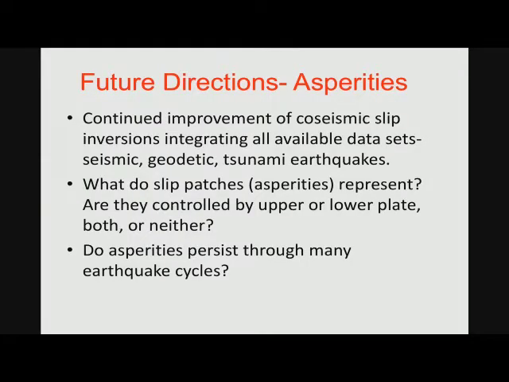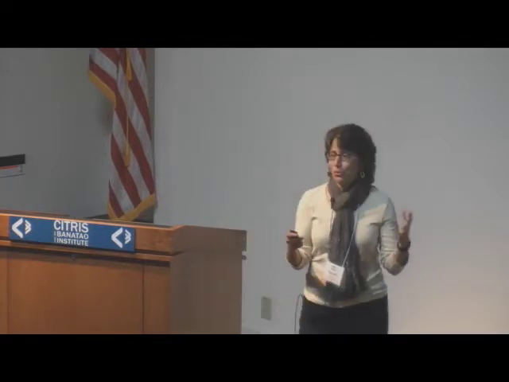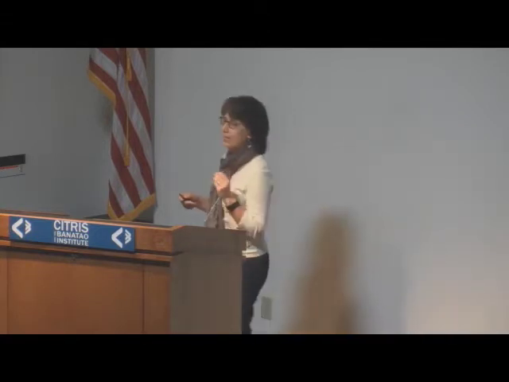And then I think a big question is, now we're starting to get examples of the same areas failing in 2 megathrust earthquakes. Can we precisely determine the asperity distribution to see if it even persists over 2 earthquake cycles? And potentially it would be nice to know if it persists over more than that. But I don't think we can even say for very many places that we have the same patches breaking in what looks like a repeat earthquake at this point.